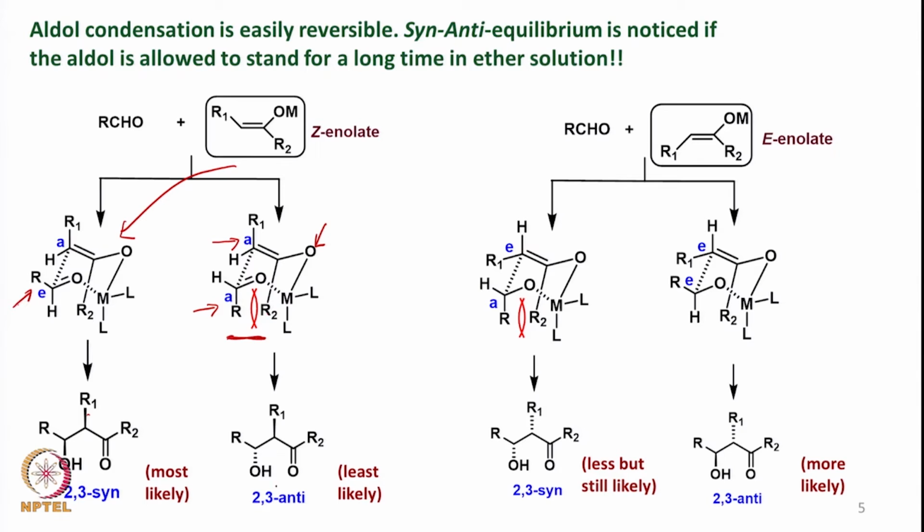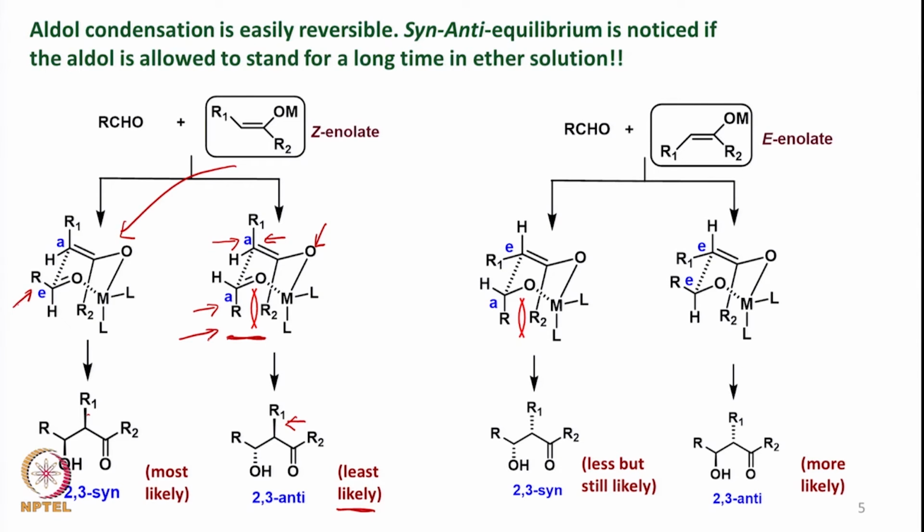As you can now see, the R1 group is pointing up as in the previous case, but if we turn around this R group so that it orients in this particular fashion, then of course the OH will come down, and therefore this is the anti-orientation of the aldol product. This is what we call the least likely, because of the tremendous steric hindrance that the R and R2 groups and also the ligands on the metal are experiencing.